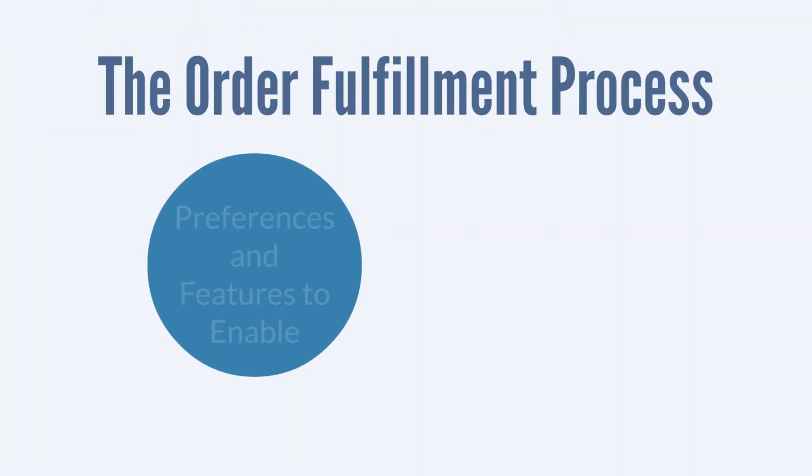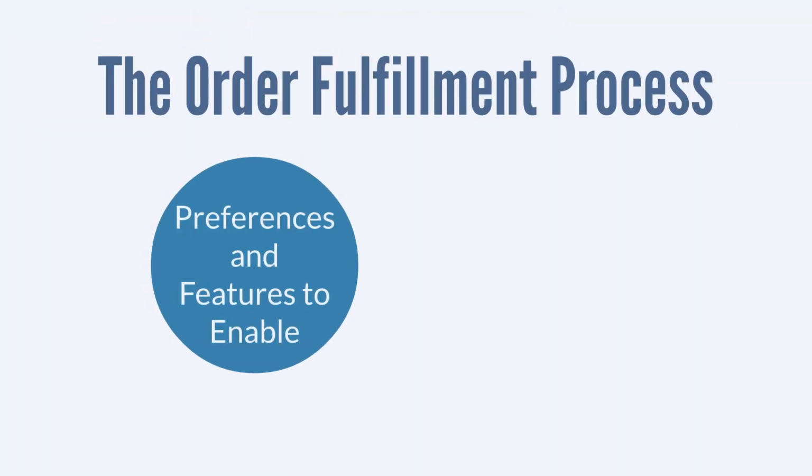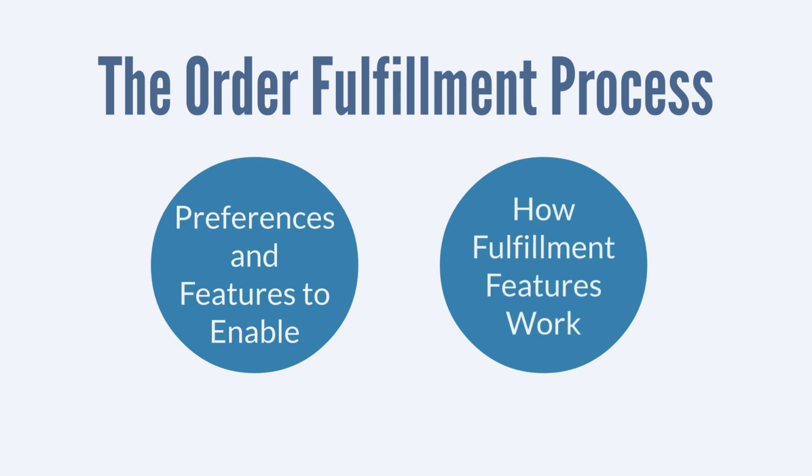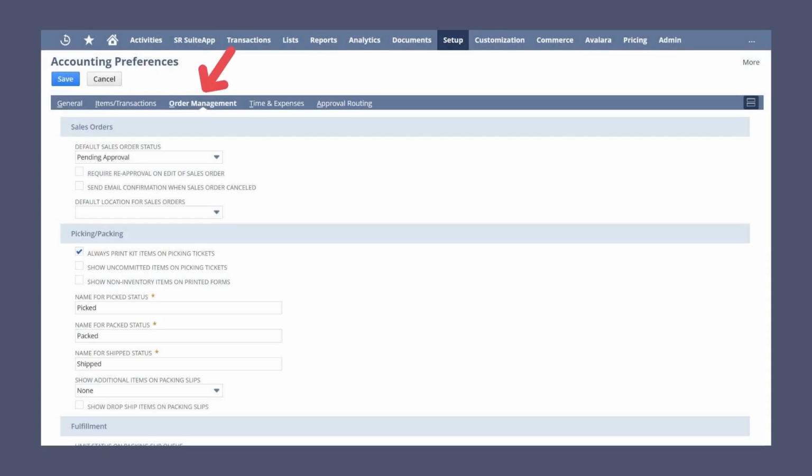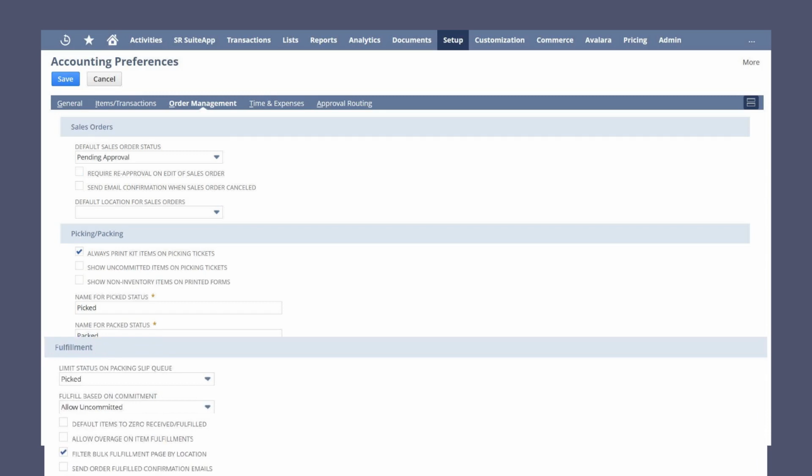We'll look at the preferences and features you should consider enabling, and then we'll dive into how key fulfillment features work. First, let's look at the preferences and features you need to set up. You can find the order management accounting preferences by navigating to Setup, Accounting Preferences, Accounting Preferences. Select the Order Management tab and scroll down to the Fulfillment section.